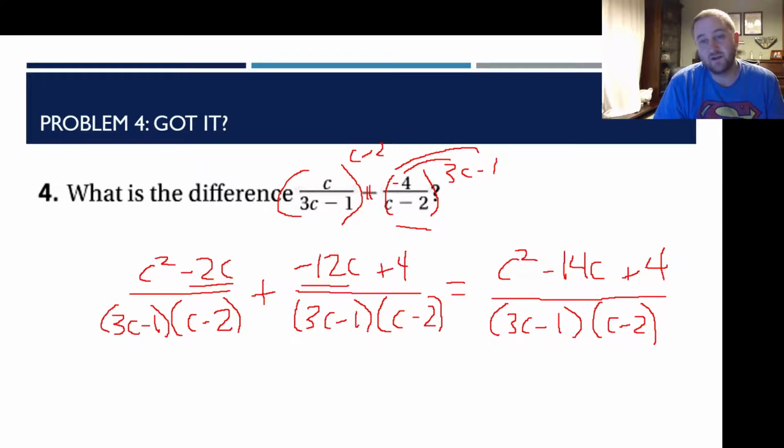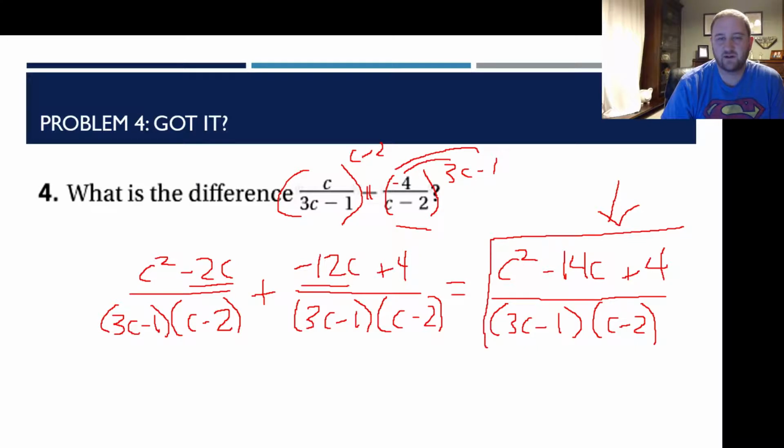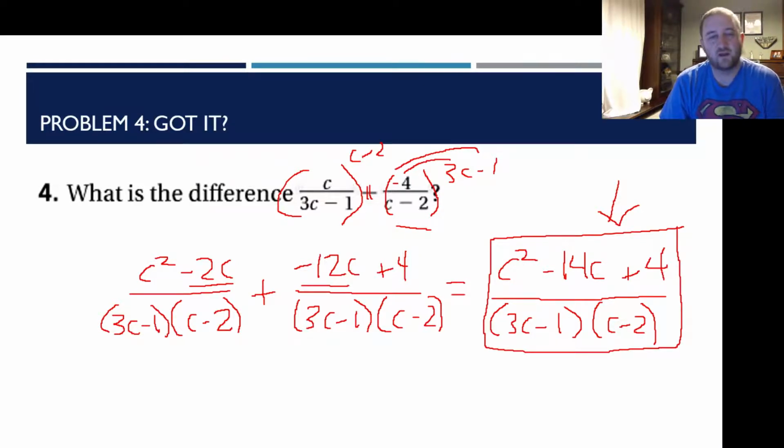And then also one thing that you can do is check to make sure you can't simplify this further. This top, can we factor that top? We would need factors of 4 that add up to negative 14. So our factors of 4 would be 4 and 1. That adds up to 5. And then 2 and 2 adds up to 4, right? So no, that can't be factored. So our final solution then is c squared minus 14c plus 4 over the quantity 3c minus 1 times the quantity c minus 2. Okay?